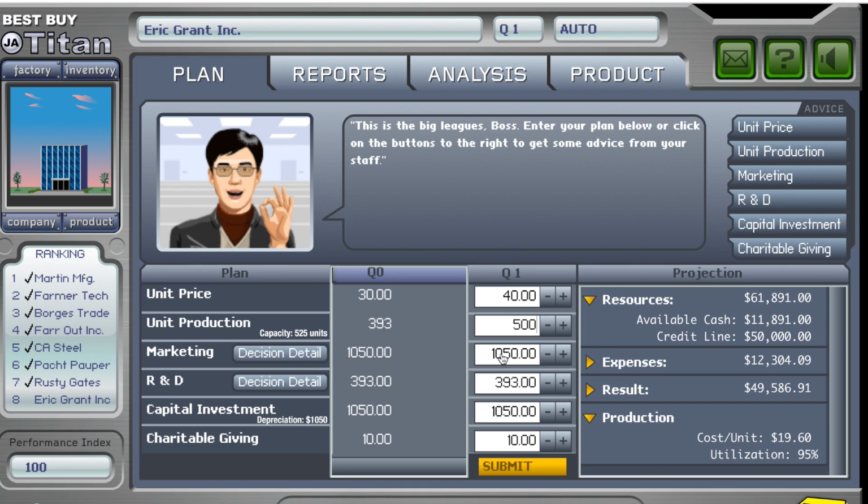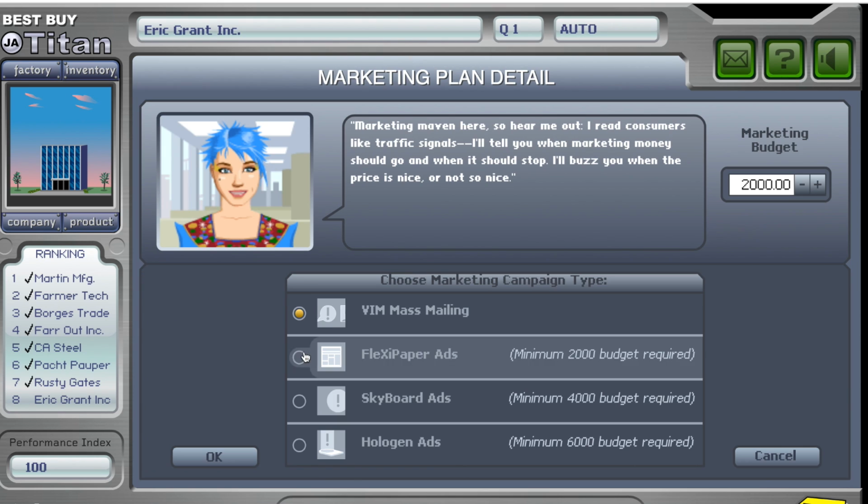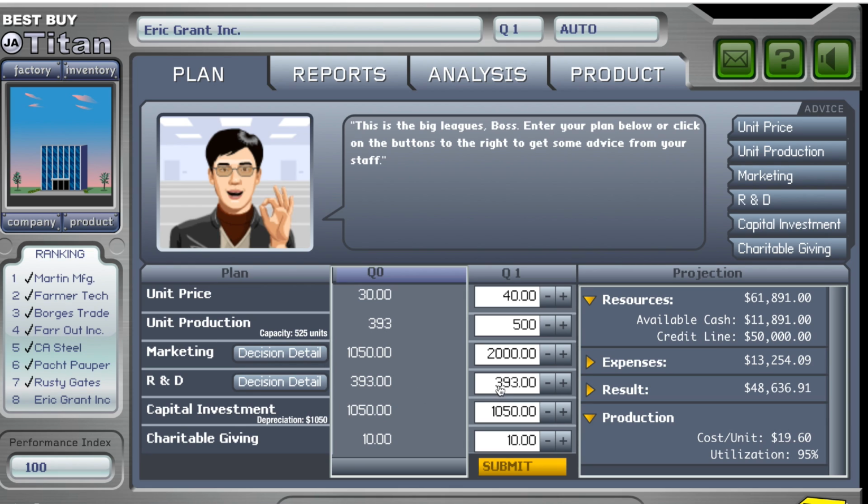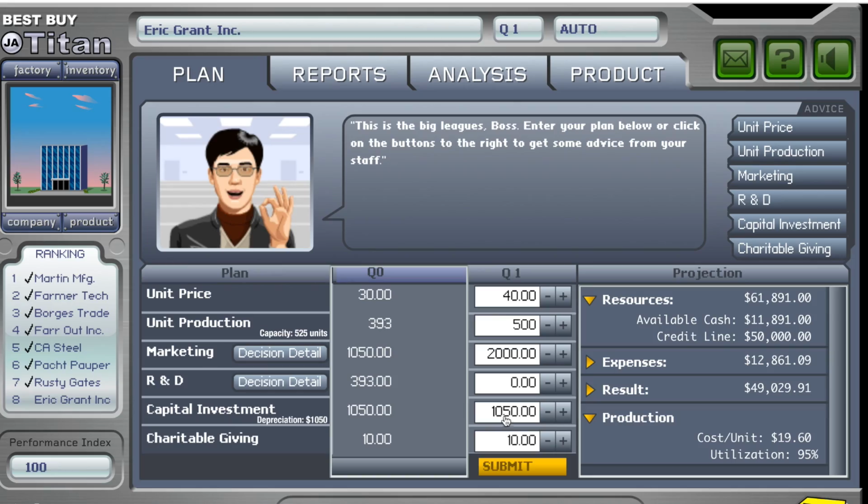And so for marketing here, marketing isn't as important with low price strategy. I would suggest maybe $2,000 for the first quarter here. That would mean flexi paper ads right here for our minimum budget required in our marketing campaign. And then research and development. You don't need research and development if you're going to sell the cheapest available product. People are buying the product because it's cheap rather than because it has all these new fancy features.